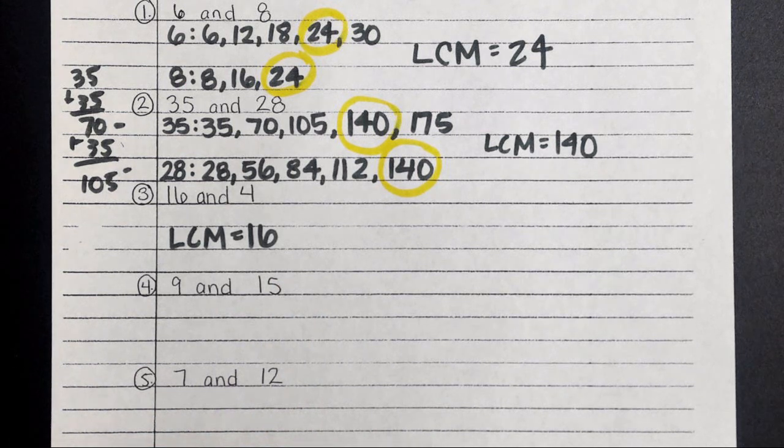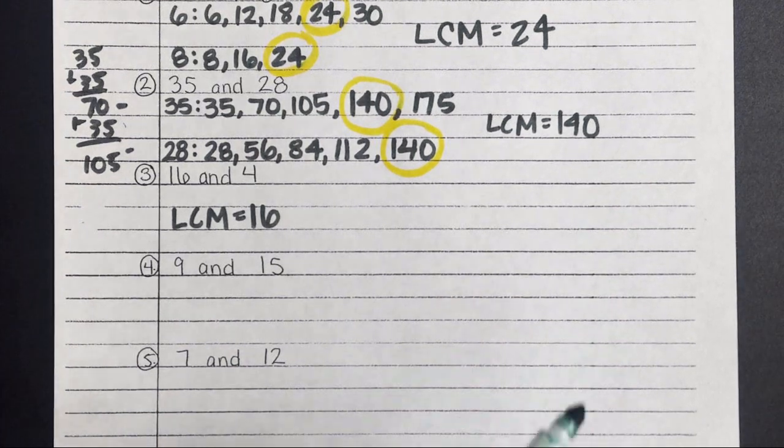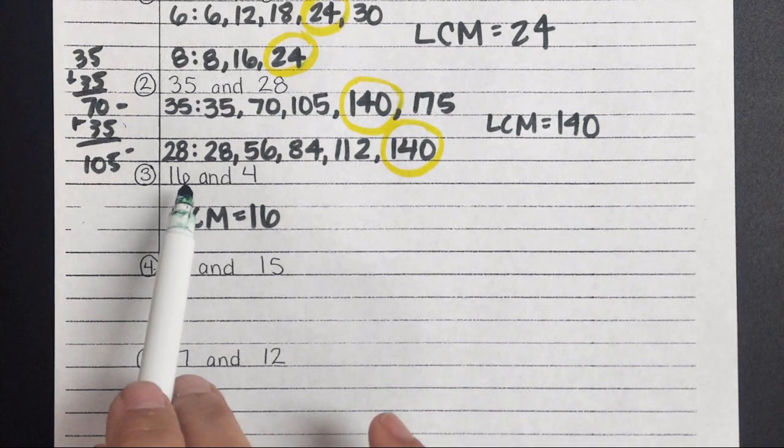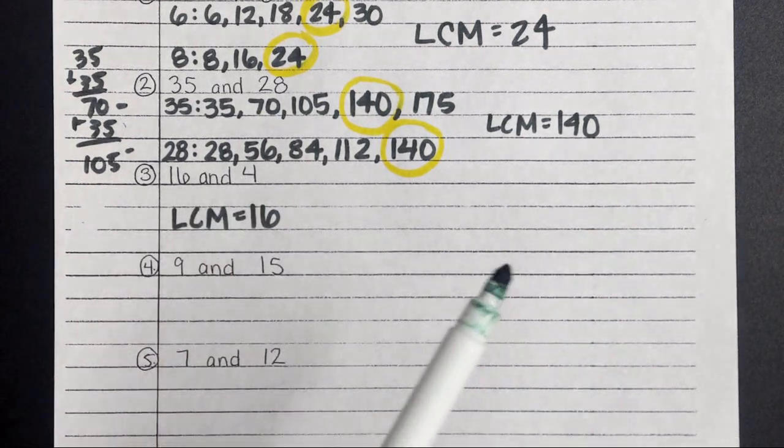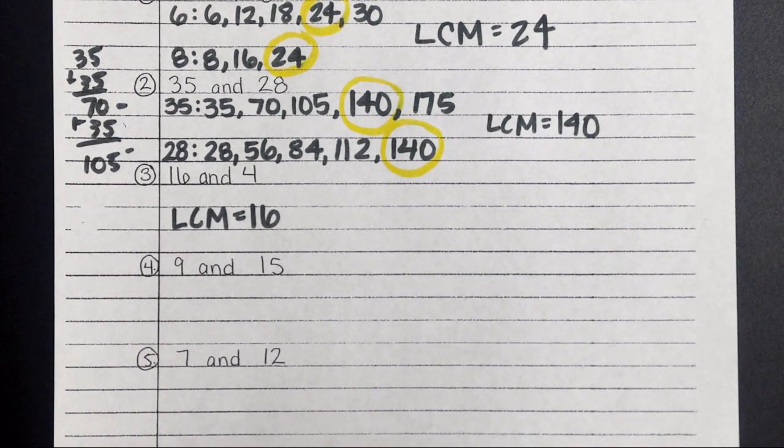Question? Yes. You want the smallest? Yeah, you want the least. Because if I were to keep going, if I listed my multiples 16, 32, like 32 is a common multiple of 4 as well. They're going to have common multiples. You're just looking for the least. You want the smallest.